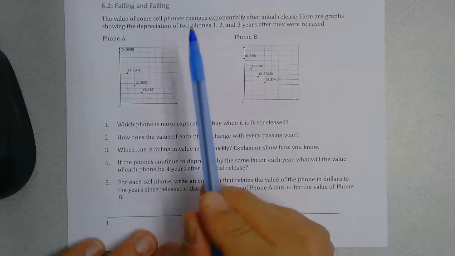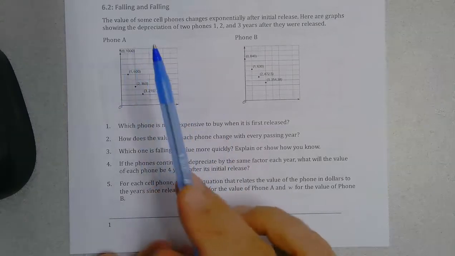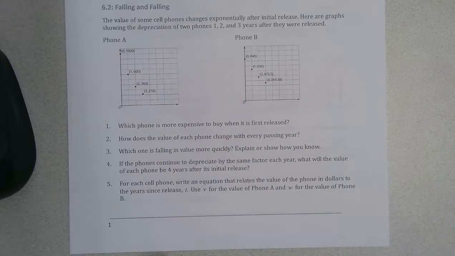So now we're going to look at falling and falling. The value of cell phones changes exponentially after the initial release. A cell phone starts off expensive and then eventually depreciates in value in the years after the release, because the new ones come out and then no one wants to buy the old ones.